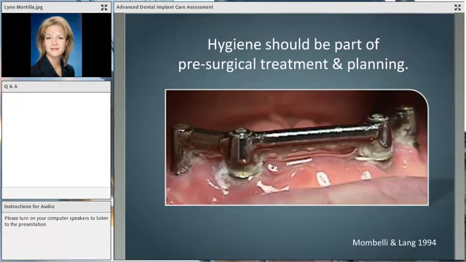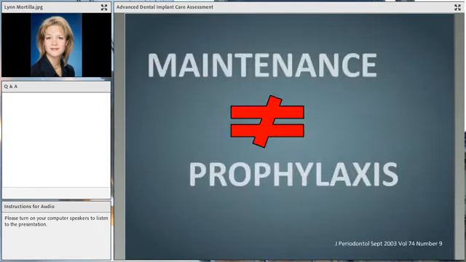It was Mombelli and Lang in '94 that first published that hygiene should be part of pre-surgical treatment planning. Hey, if a patient lost all of their teeth due to neglect and lack of oral hygiene care, that should really be something that you think about before you give them a whole mouthful of implants and send them out into the world. Has the patient changed their habits? And how are we going to need to re-educate these patients to be able to take care of the implants and the restorations that we're giving them?